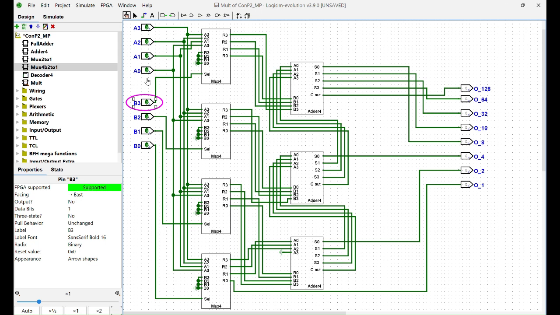I'm going to walk through this two step circuit. So first we have our multiplexers here in the middle, and then we have them going into an adder, and this creates a multiplier.